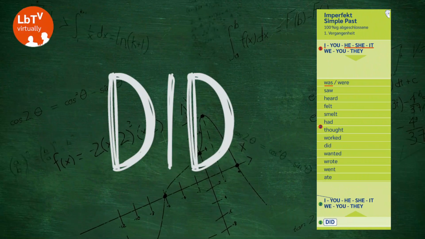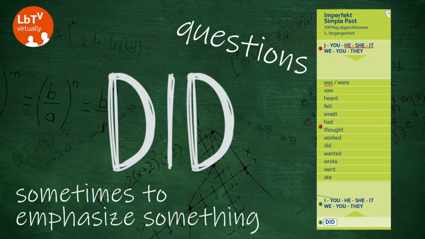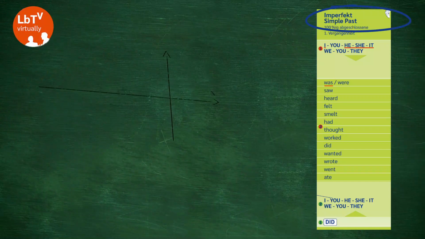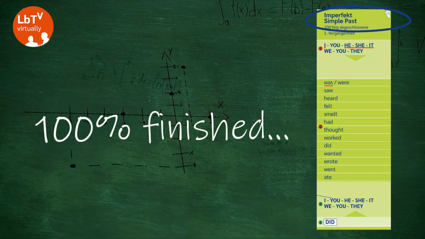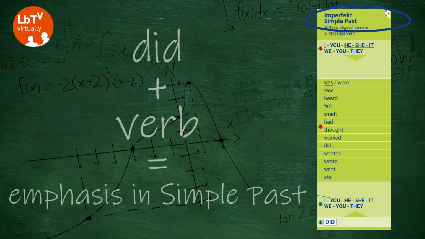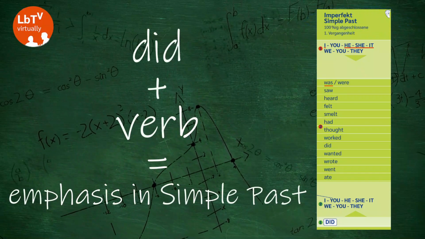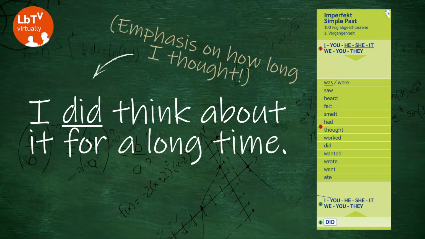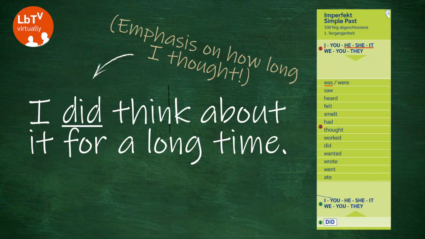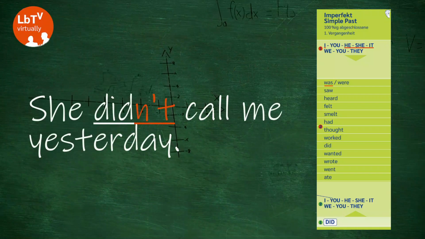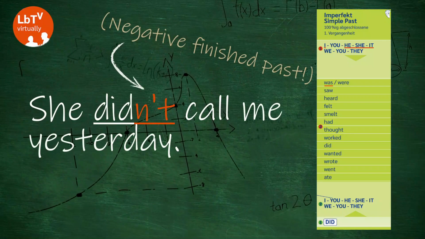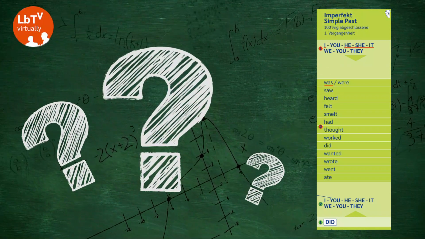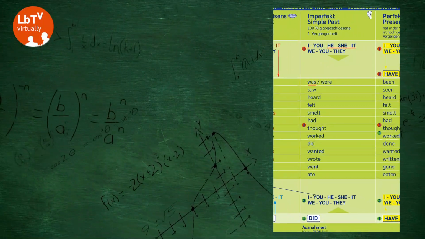Moving on to "did". This is also used in questions, sometimes for emphasis, and with negatives, but all for the simple past. If you want to emphasize something in the finished past, you can use the same general grammar structure and have "did" plus a verb. I did think about it for a long time. She didn't call me yesterday. When a question in the simple past comes up, this is a perfect opportunity to use the 5-column system to check your grammar.